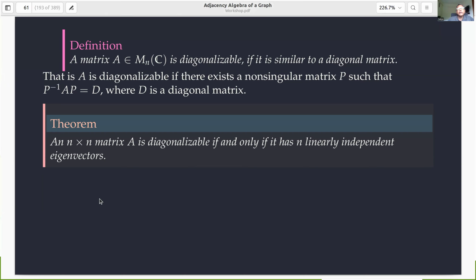So today mainly we'll focus on adjacency algebra. That is, if A is an adjacency matrix of a graph, then the set of all polynomials in A is the adjacency algebra. That is a vector space as well as a ring structure, and so it has very nice properties that we'll explore today. But before that, I'll state some results.